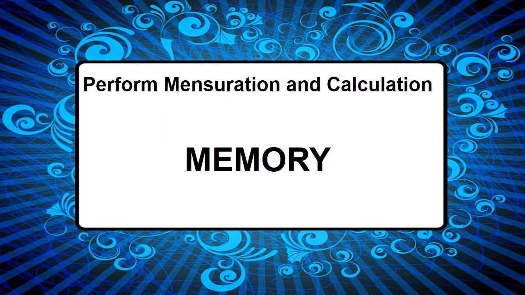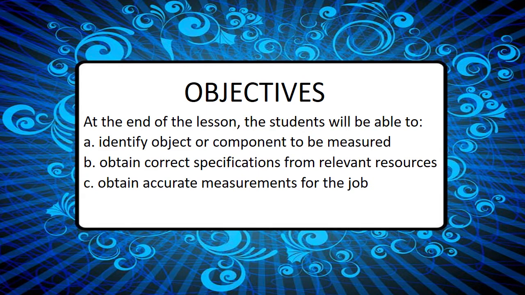For this quarter, we will be talking about perform mensuration and calculation. And for this week's topic or discussion, we will be talking about the memory. Before going to discuss the topic memory, let us know the objectives first. At the end of the lesson, the students will be able to A. Identify object or component to be measured. B. Obtain correct specifications from relevant resources. And C. Obtain accurate measurements for the job.